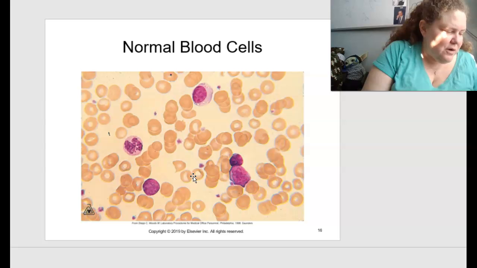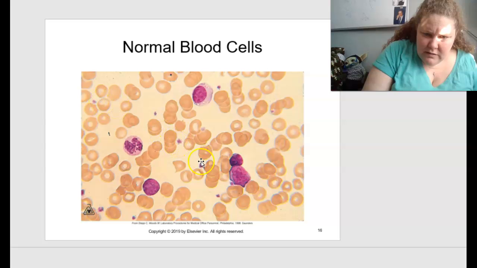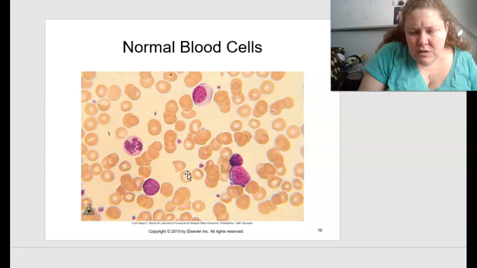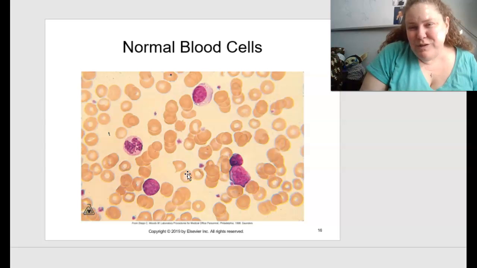And then you also have the thrombocytes, the small dark pieces that look like just litter, but they're not. Okay, so that's what a normal blood cell culture would look like.